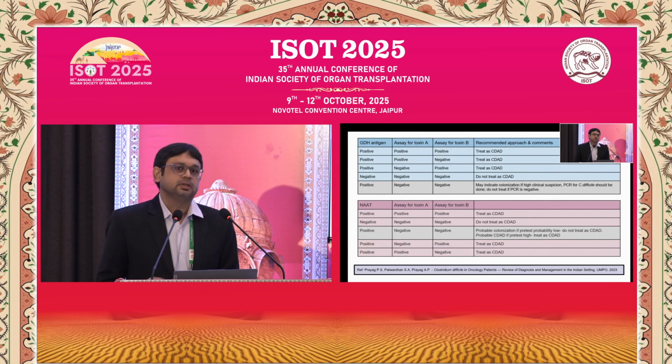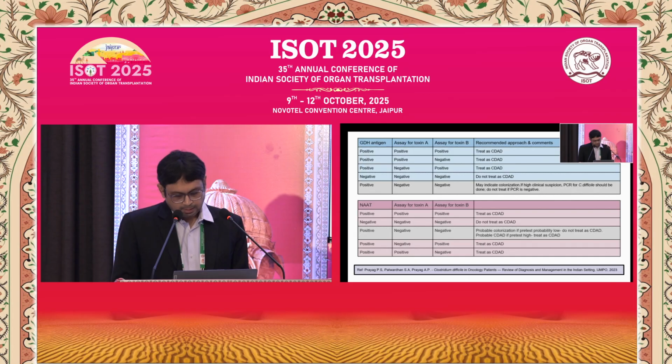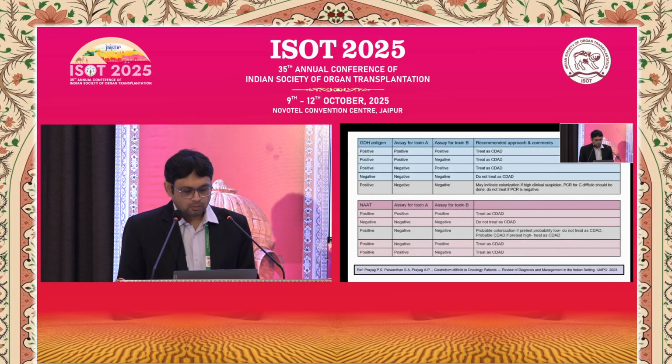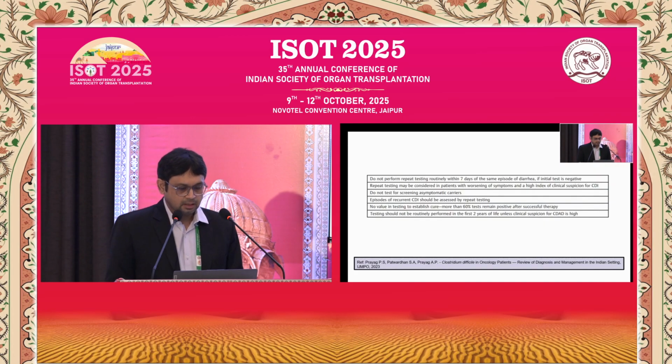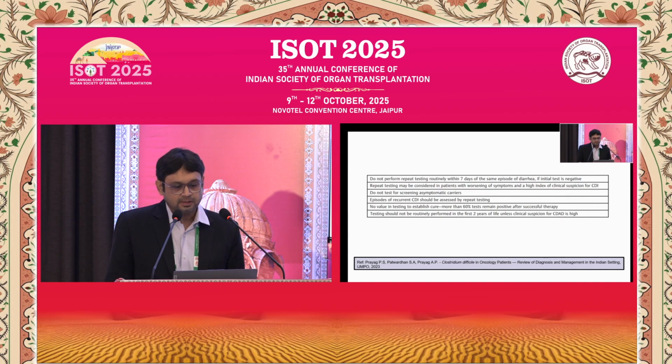PCR positive and toxin negative, you go back to the pre-test probability: does this patient really have C. diff? So that means looking at the clinical picture and ruling out other etiologies, which, as you all know better than me, is easier said than done in our transplant patients. There are certain other caveats: it should not be used as a test of cure. It should not be repeated within the first 7 days unless the diarrhea is really worsening, and so on.